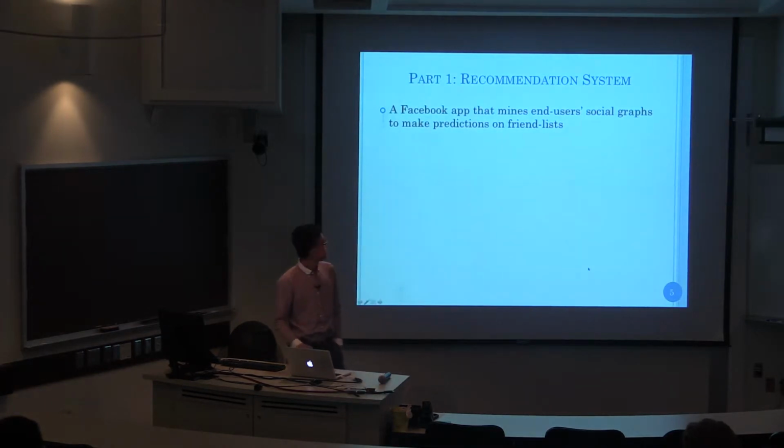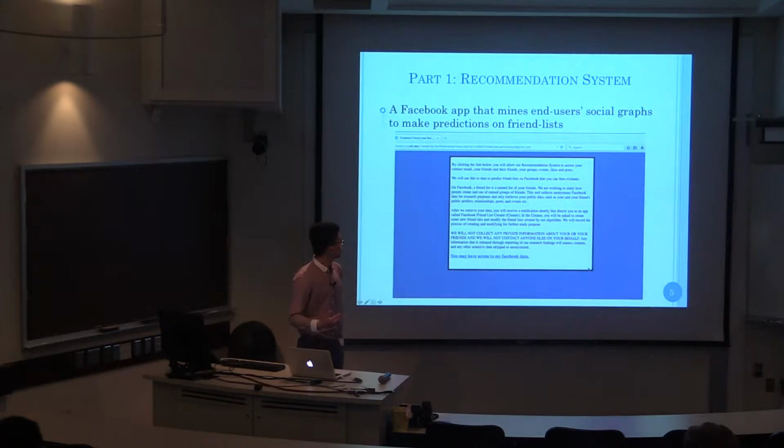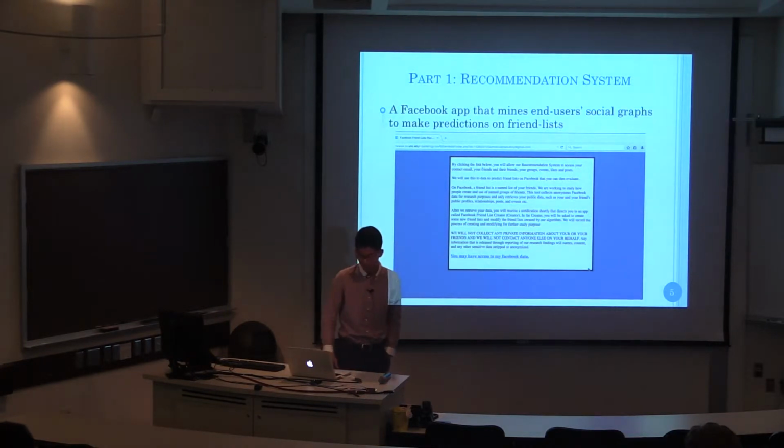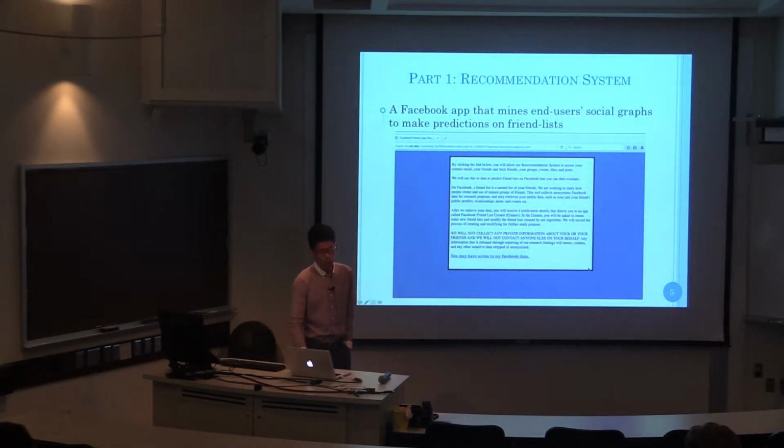The recommendation system is a Facebook web app that mines the user's social graphs to make predictions on friend lists. It first asks users' permission to collect their social graphs. We keep all the data anonymous in a secure folder on our department server. After collecting the social graphs, the recommendation system runs 2 recommendation algorithms.